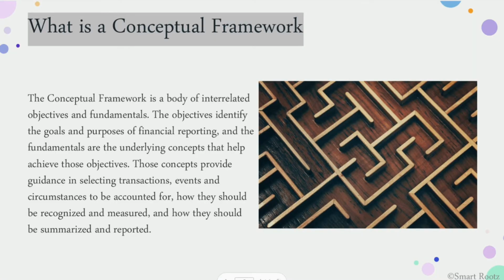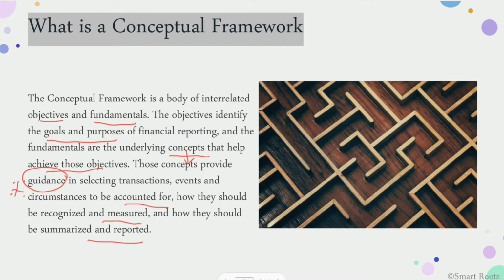So what is a conceptual framework? This is a typical definition of what a conceptual framework is. It's a body of objectives and fundamentals, where the objectives identify the goals and purposes of financial reporting, and the fundamentals are the concepts that help achieve those objectives. These concepts provide guidance, that's very important, in selecting transactions and events, how they should be accounted for, how they should be measured, and how they should be reported or disclosed.